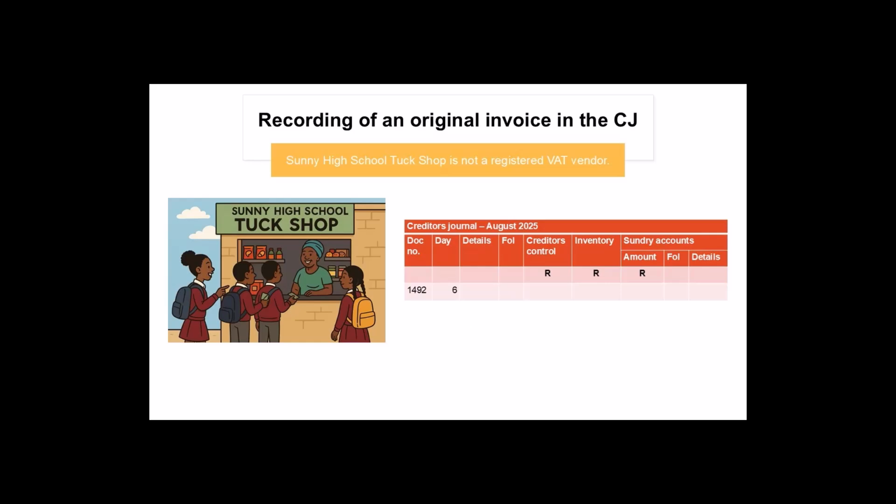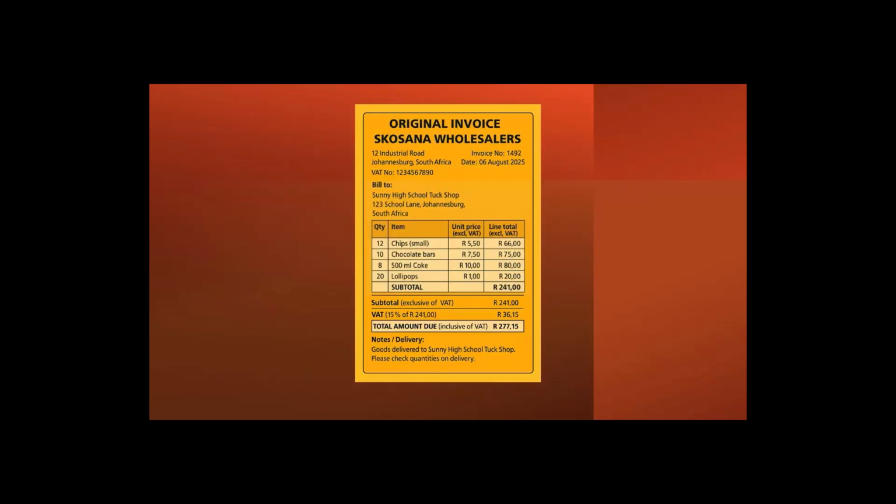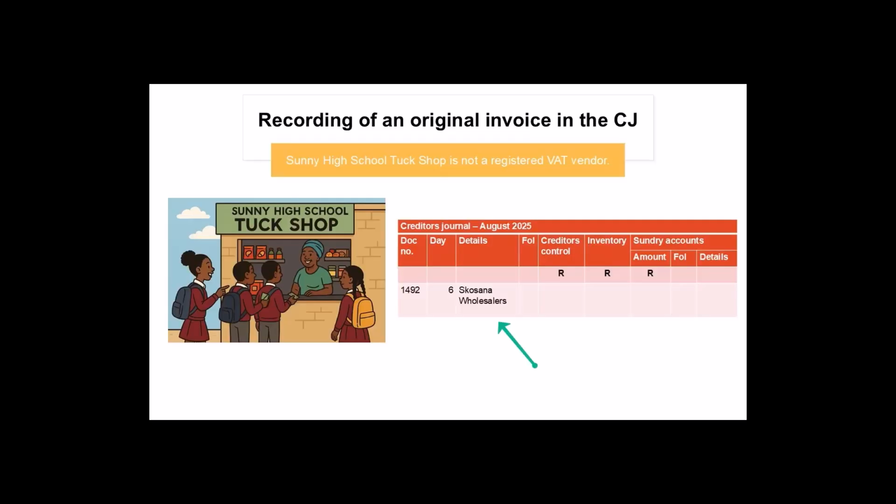Next, we need to record our details column. And for that, we will need our supplier's name. On our invoice, the supplier's name is indicated as Skozana Wholesalers. So, in our details column, we will record the name of our supplier as Skozana Wholesalers.